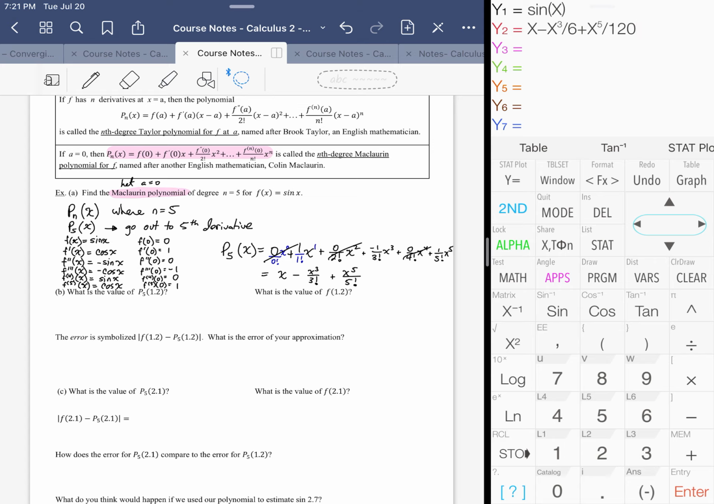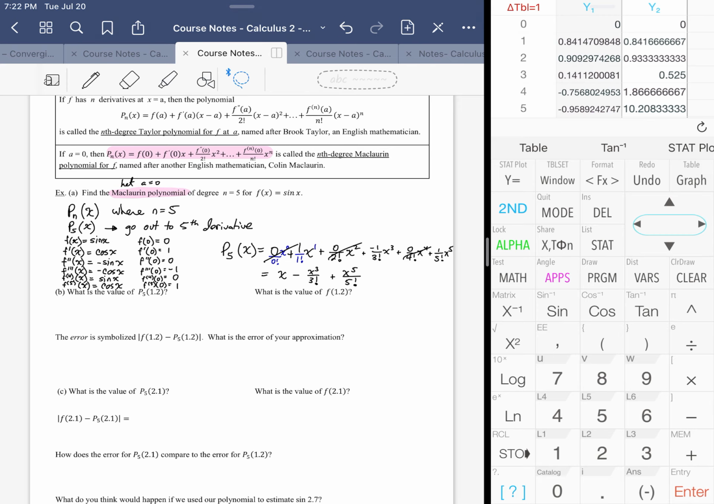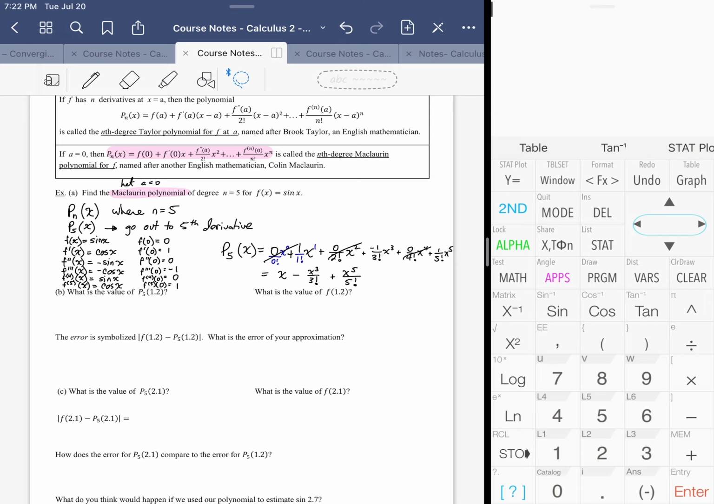All right, so it was the statement in the problem that told us to only go out to the 5th derivative, but we could have gone out to the 50th derivative. Eventually, we're going to want to make a decision on how many terms we would need to go out to in order to get a really good approximation, but that's a different conversation for a different moment. All right. It says, what is the value of p sub 5 of 1.2? There's a couple ways to do this. One would be to go into the table and get a ballpark estimate. We're not really interested in that.